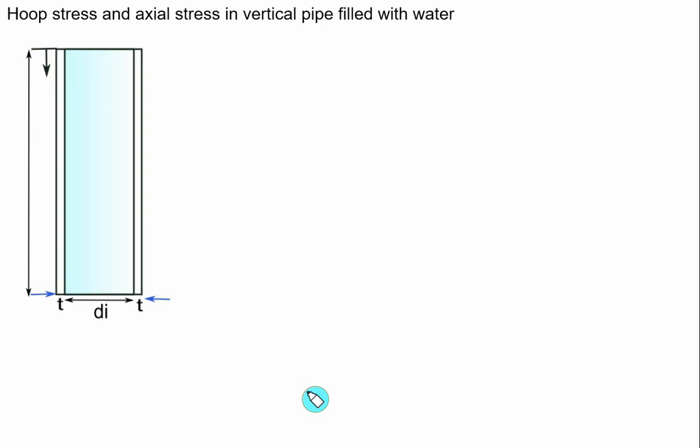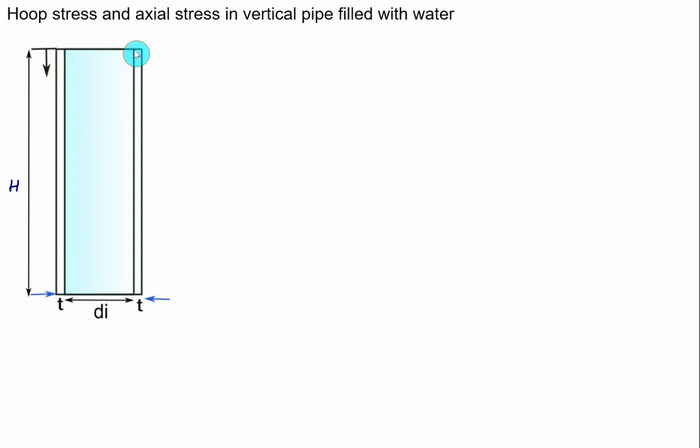Welcome to another video on the hoop stress and the axial stress in the case of a vertical pipe that is filled with water. This one is a vertical pipe which is open to the atmosphere and is filled with water, and the total height of the water will be equal to H. Di represents the internal diameter and T represents the thickness. So Do will be equal to Di plus 2 times T.